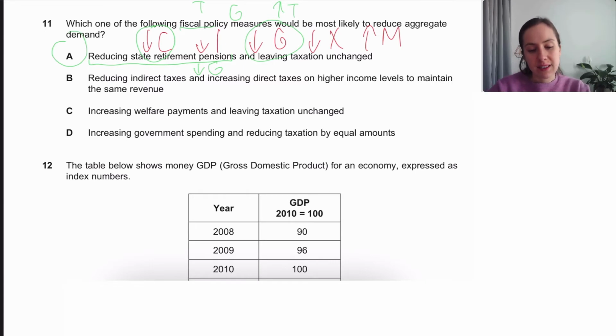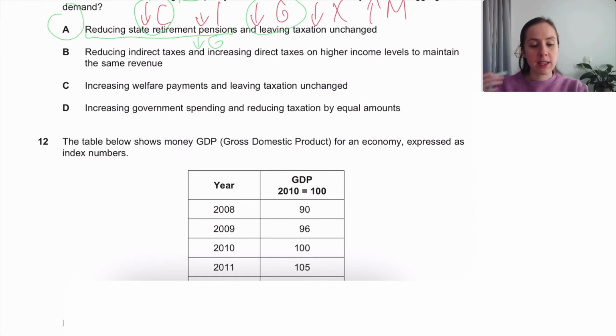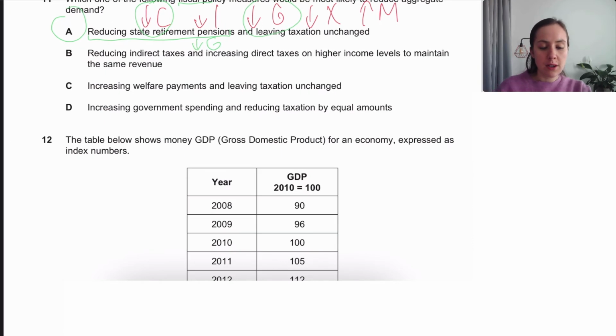The next one, reducing taxes, that would be the other way around. That would increase consumption. That's wrong. Increasing welfare payments would increase AD. Increase government spending. All these will increase AD. We need it the other way around.